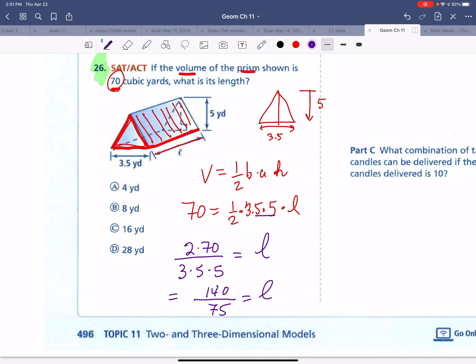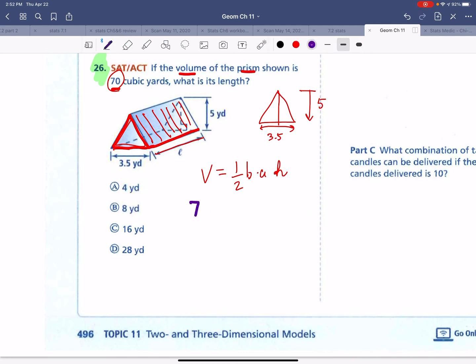I'm not getting my answer right. Did I mess something up? Wait, that's not 5 times 5. That's 3.5. Oh, boy. Okay. Rewind.